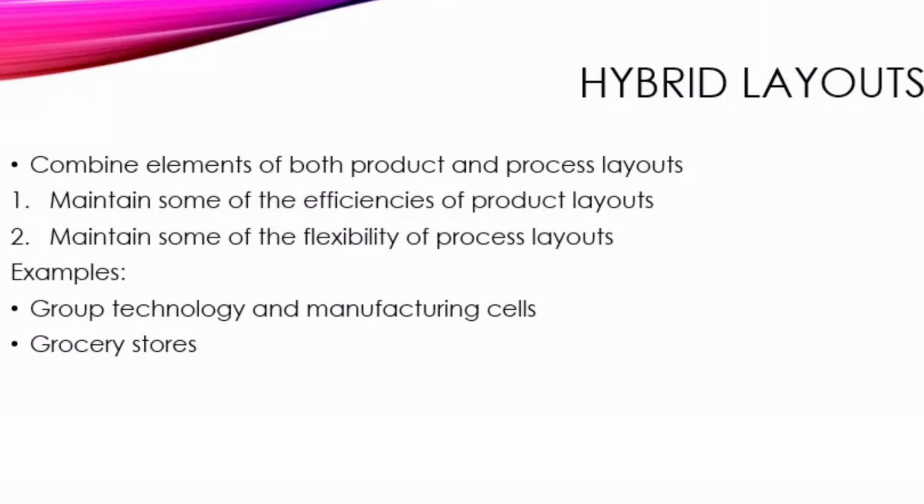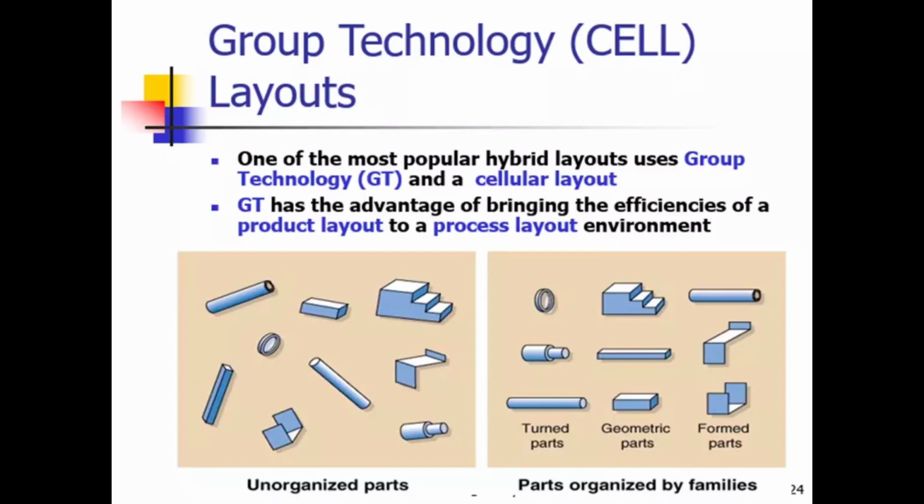The third type of layout is the hybrid layout. It combines elements of both product and process layout. It maintains some of the efficiencies of product layouts. It maintains also some of the flexibility of process layout. Examples are the group technology and manufacturing cells and grocery stores.